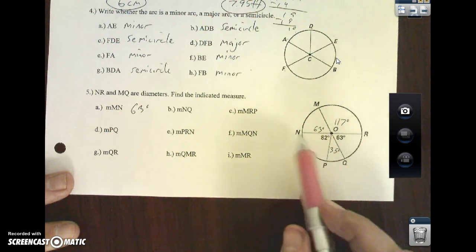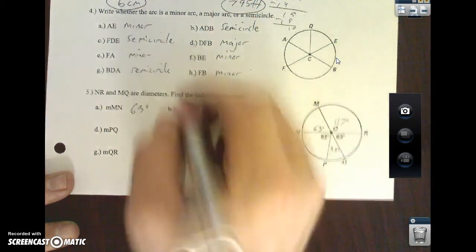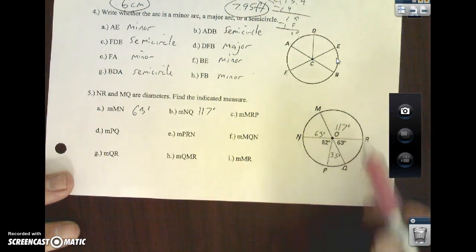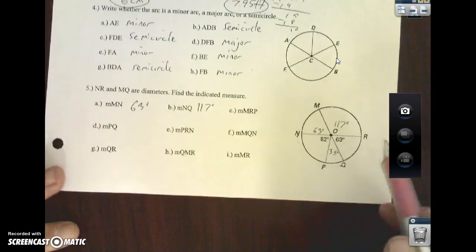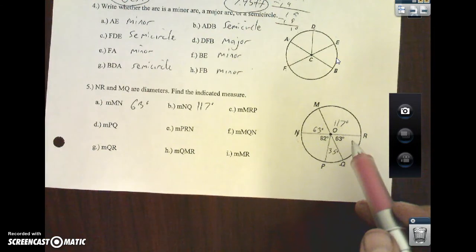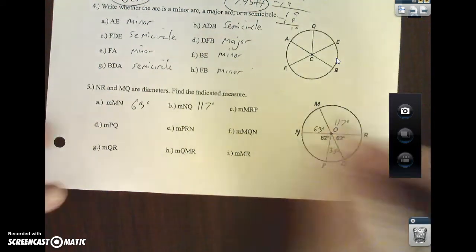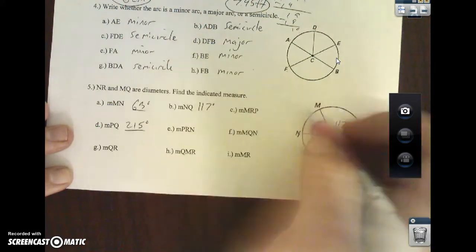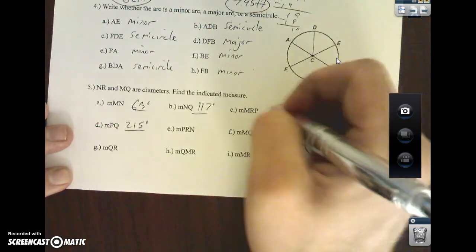NQ from here to here is 117. Add them together. MRP, it's these three added together. Okay, 117 and 63 is 180, plus 35 is 210. I'm sorry, 215. Oops, that goes over here. My apologies.